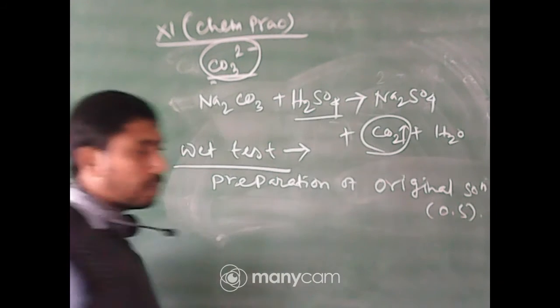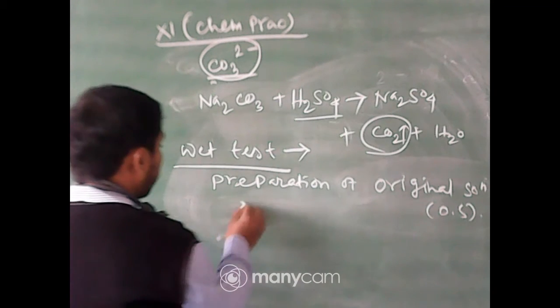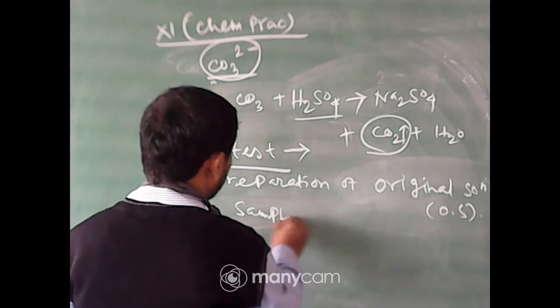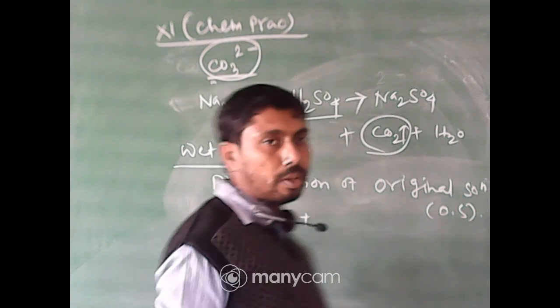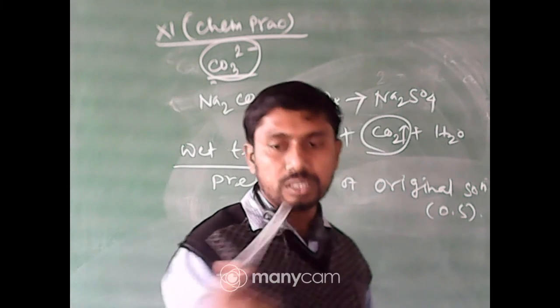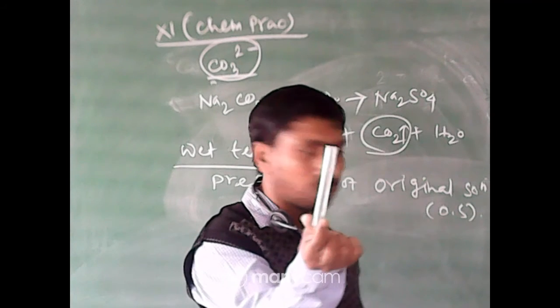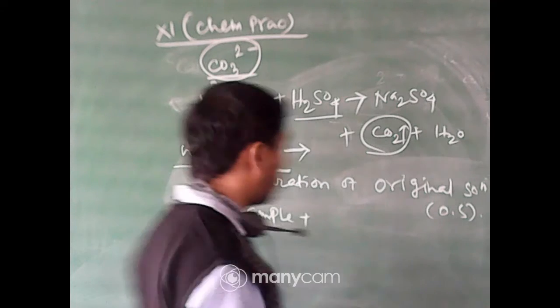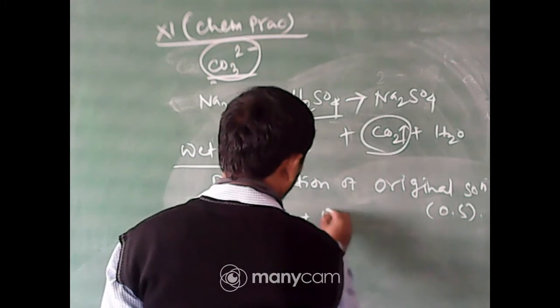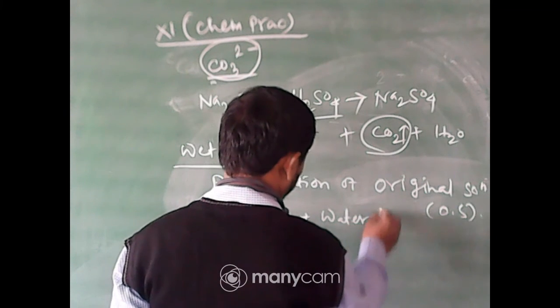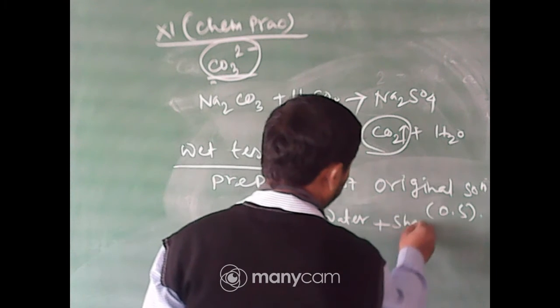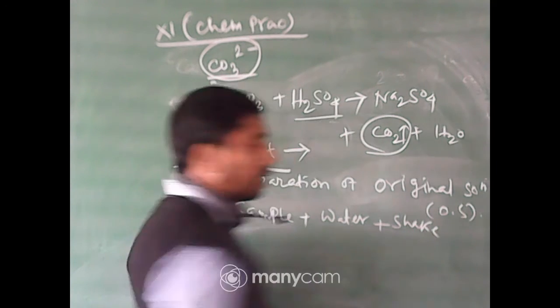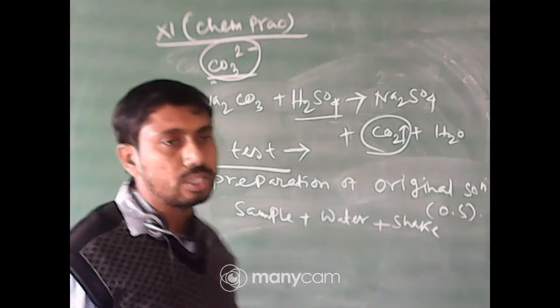Now how to prepare it? Take a little sample and add 5 ml of water. Now a test tube, this is basically a 20 ml test tube, roughly. So 5 ml, that is 1/4 of the test tube, that is water or distilled water, plus the sample. Shake it well so that it completely dissolves.